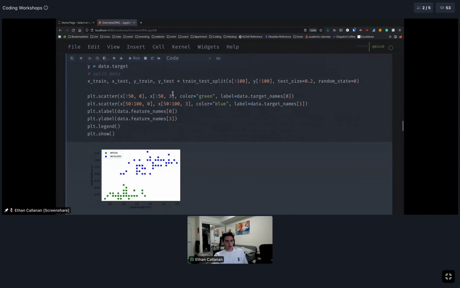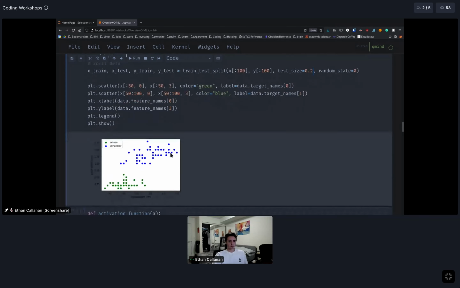Okay, so here we'll plot the data, and I'm plotting it just with respect to the two features, sepal length and petal width. So as you can see, there is a very clear split between the classes, and our perceptron should be able to distinguish between the two.